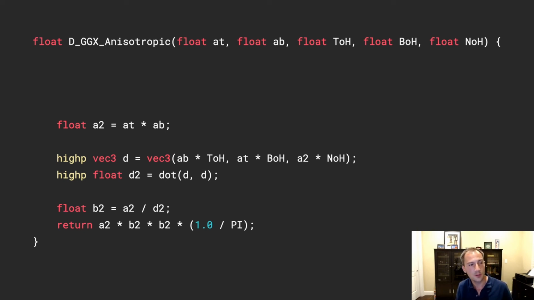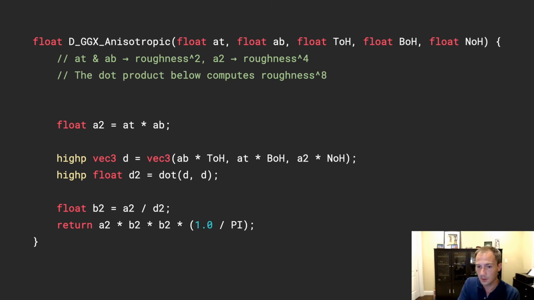So this is an example of the anisotropic normal distribution function in Filament. If you look at the variable d and d2, you can see they use the highp keyword, which means do the math in FP32. So why is that? First, we take two roughness parameters, the roughness along the tangent and the bitangent, and they're effectively the roughness squared. And then we multiply them together, so we have roughness to the power of 4.